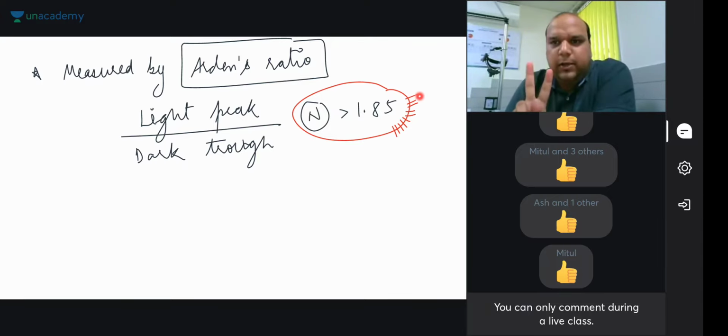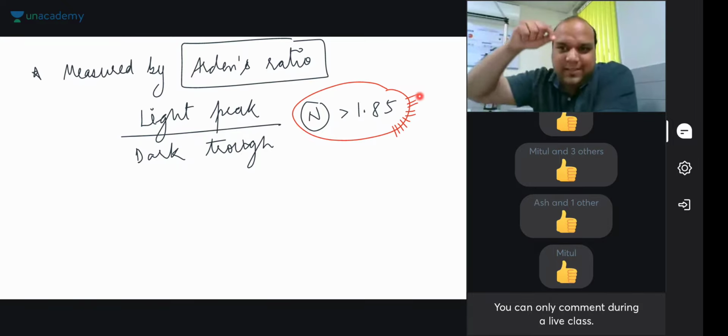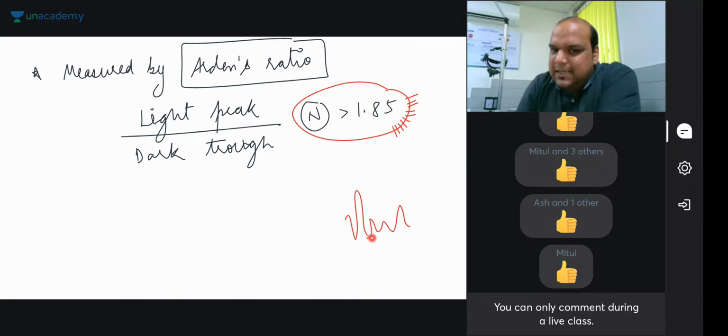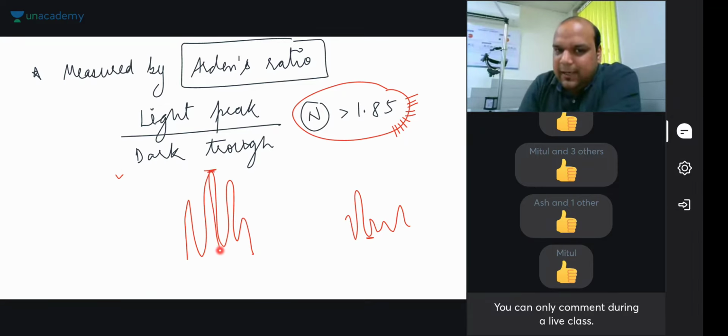Basically, we do EOG under two conditions. One is light condition, one is dark condition. When we do it in dark condition, whatever value of EOG we get will be variable. Whatever is the least value is the trough. Let's say I get a graph like this in my dark condition, so this will be my least value, the dark trough. Then let's say I get this kind of a graph in light, so this will be my topmost, the light peak. So the highest value in light and the smallest value in dark, I will divide both of these. That is known as Arden's ratio, and this value should normally be greater than 1.85.